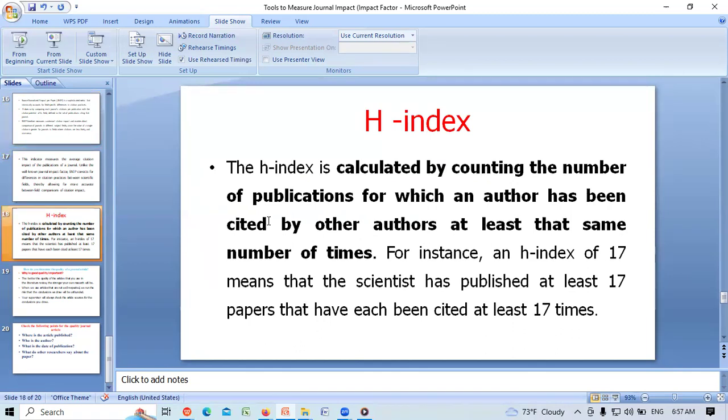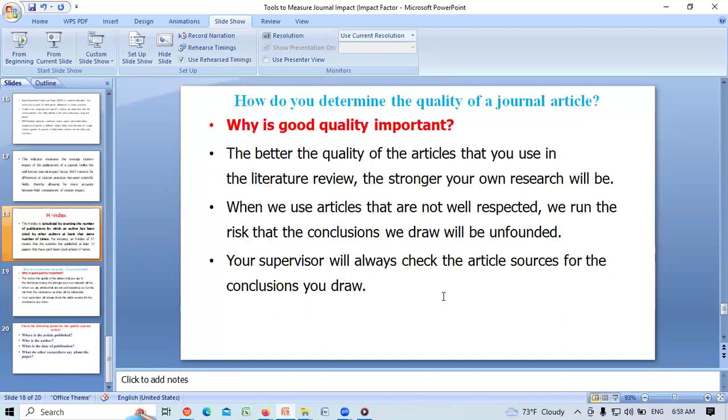The h-index is calculated by counting the number of publications for which an author has been cited by other authors at least that same number of times. For instance, an h-index of 17 means that the scientist has published at least 17 papers that have each been cited at least 17 times.